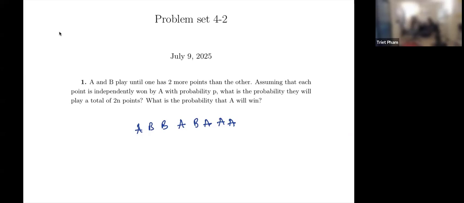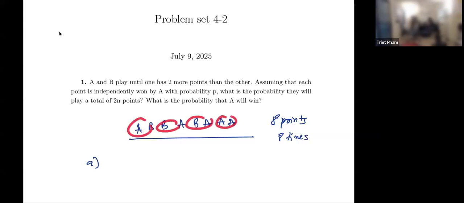So part A asks, what's the probability that the game is played with a total of 2n points? For example here, the game is played with 8 points total, 2, 4, 6, 8. So n here equals 4. But let's maybe ask the first question: why 2n?